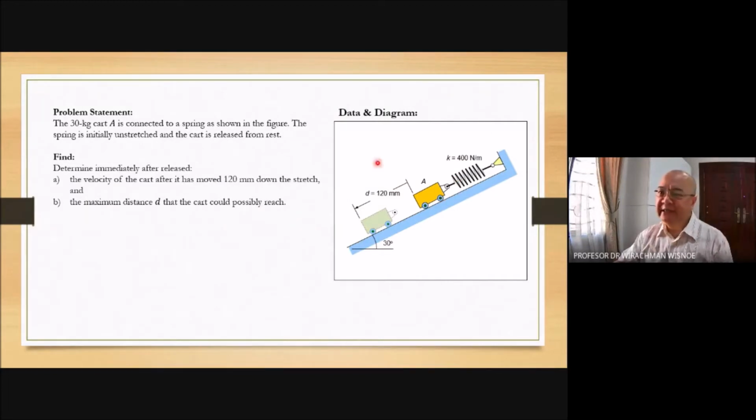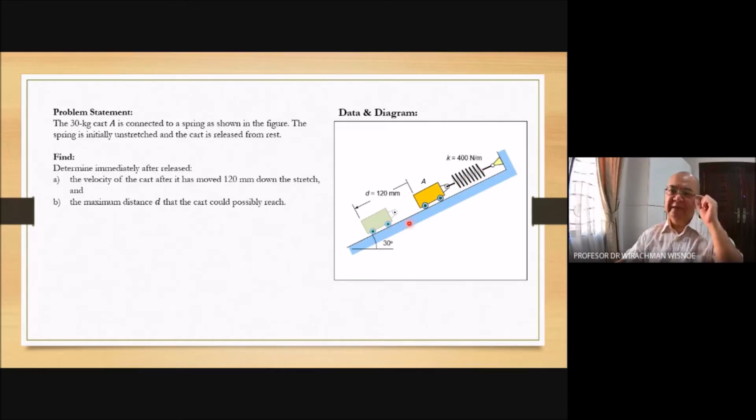So this is the situation. A cart is connected to a spring. The spring is initially unstretched. At t equal to 0, the cart is released. So it will fall down on the ramp. But because it is still attached to the spring, it will try to pull the cart back up, depending on the force created by the spring.